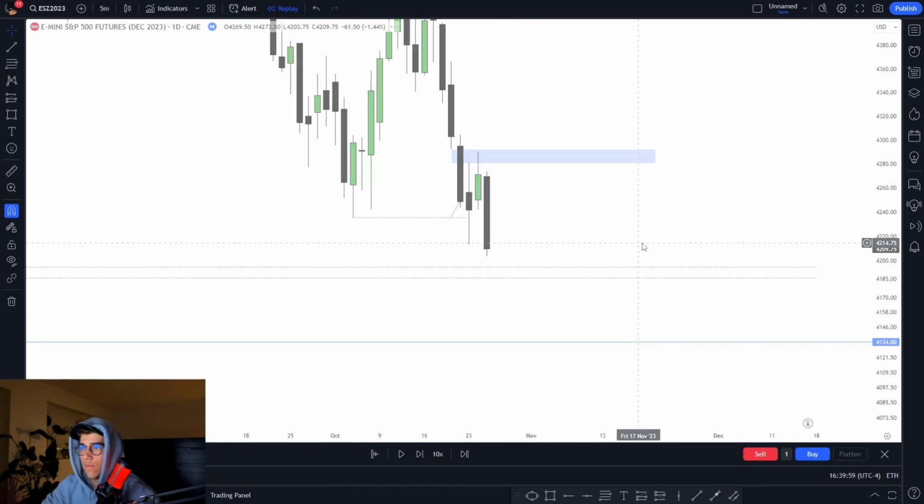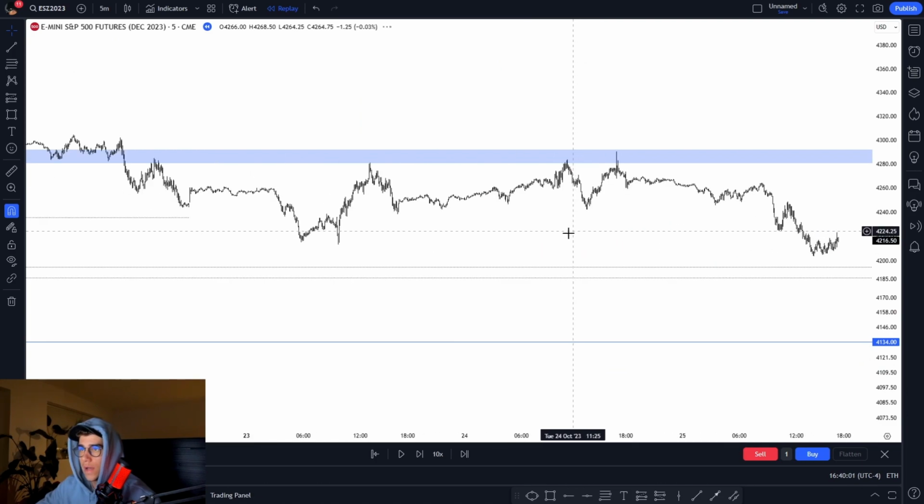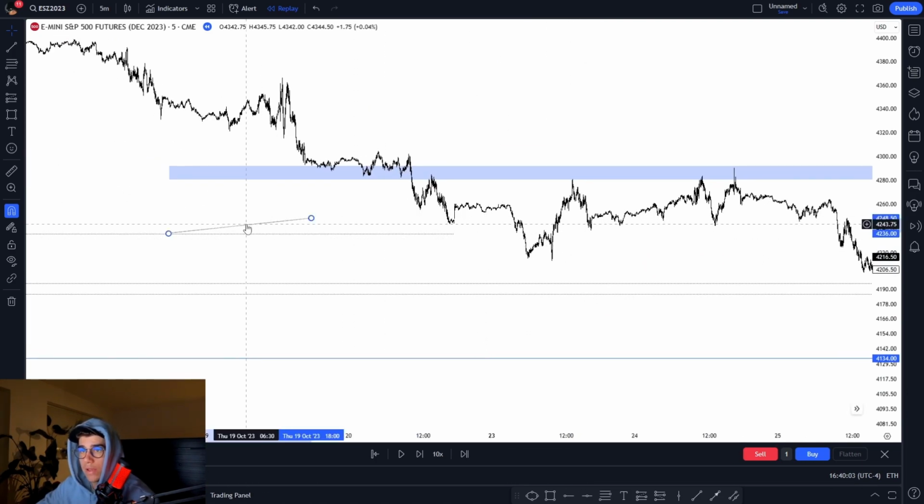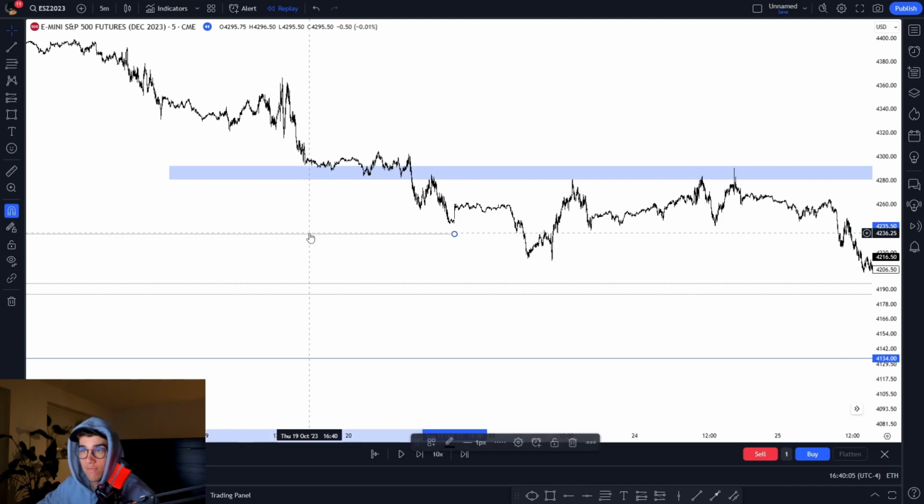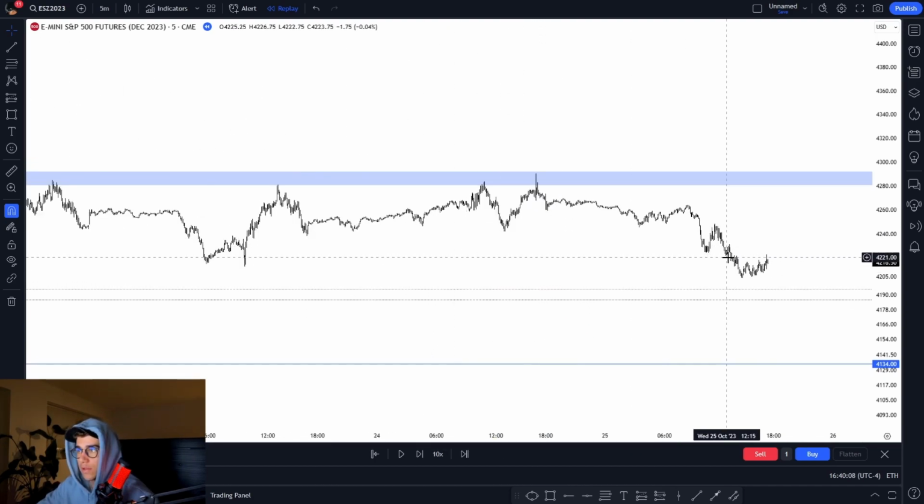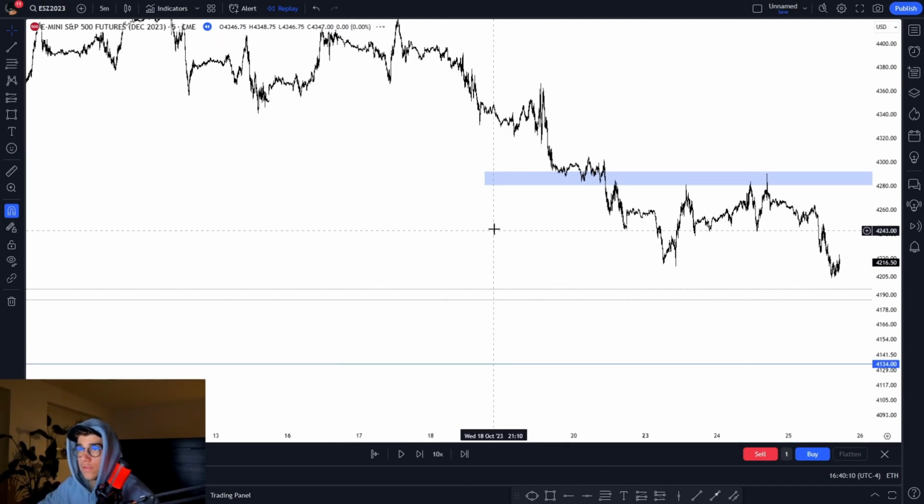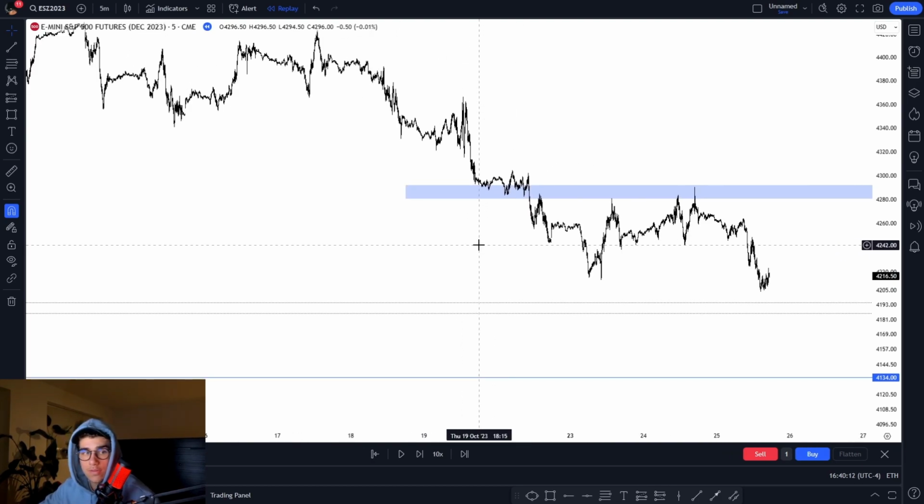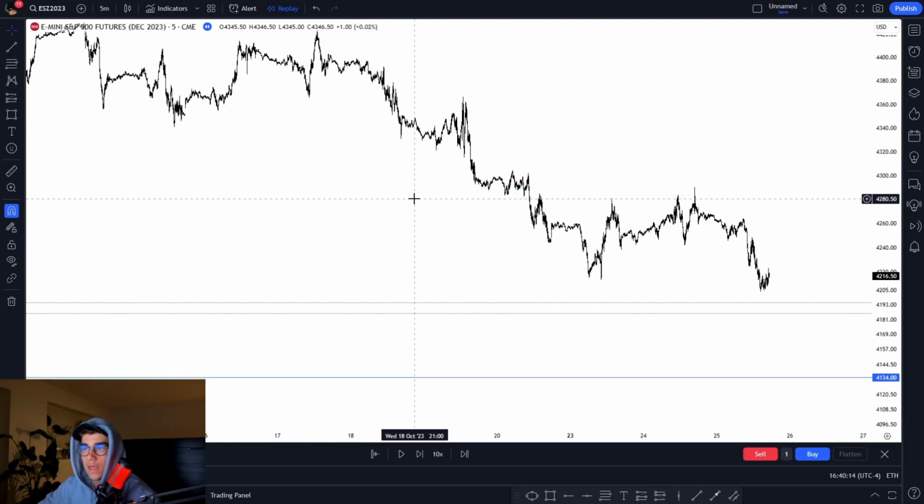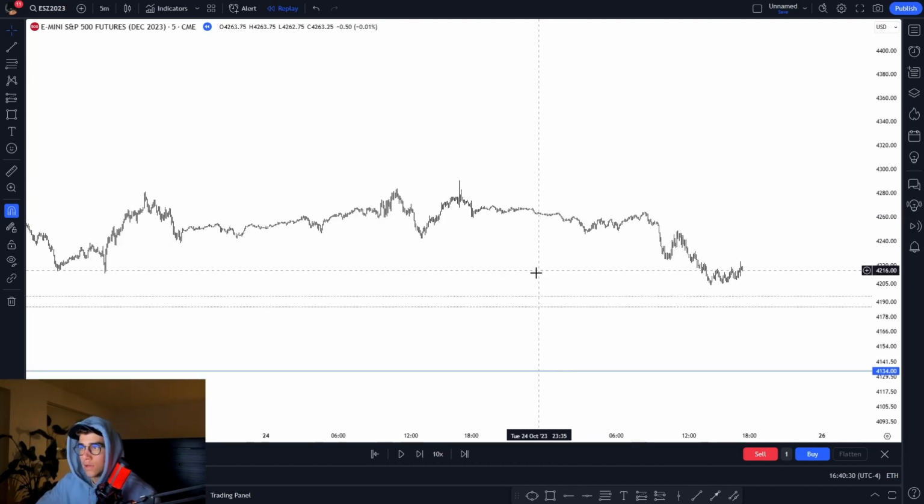So in order for you to tell whether the breakup structure was valid, right, if it was going to send us higher or if it was going to continue going lower, you need to establish your draw on liquidity. And you do that by watching what PD arrays we are respecting and which ones we are violating, right? So in a bearish market, you want to see bearish PD arrays get respected and bullish PD arrays get violated, right? And that's what we saw. So that was the first example.